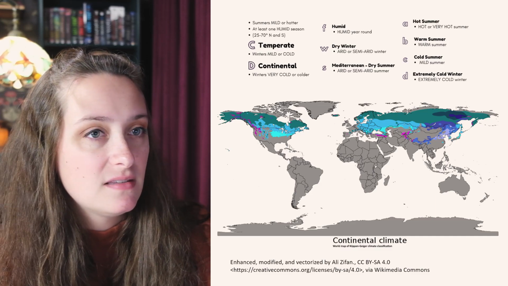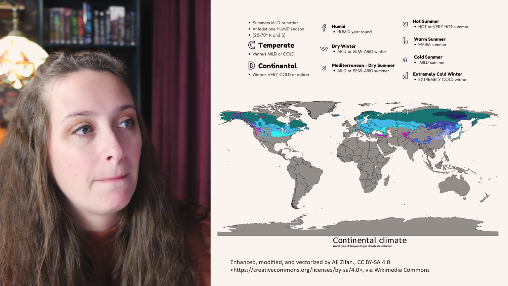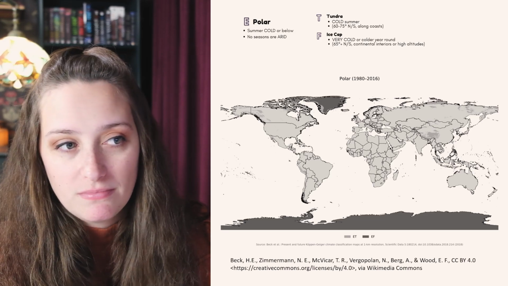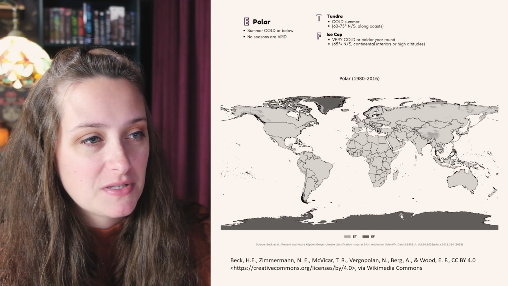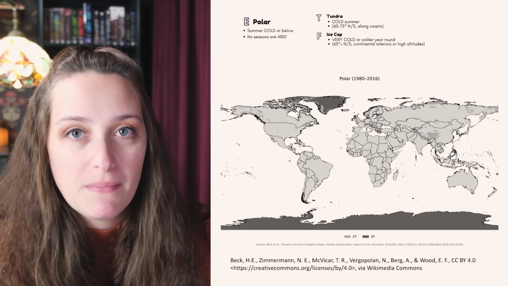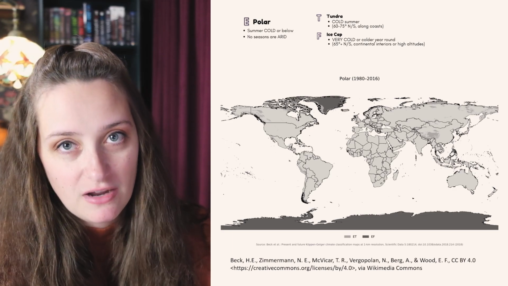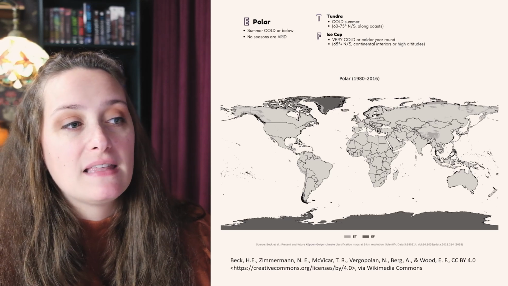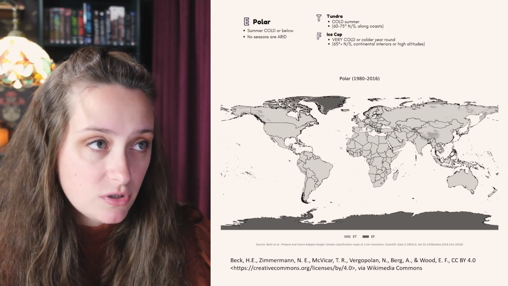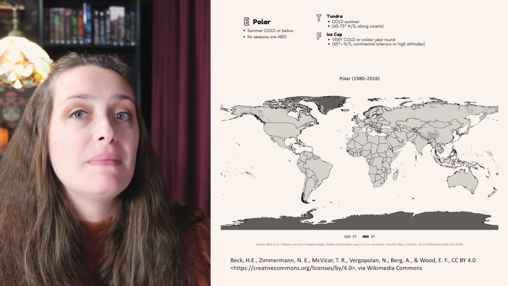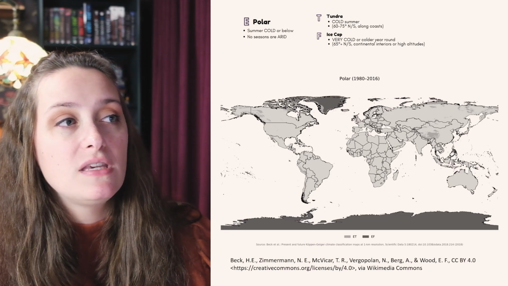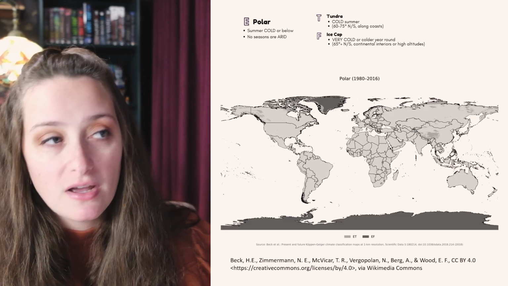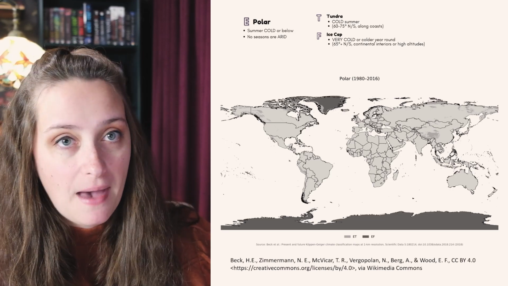But yeah, so this is temperate and continental climates. The next type is polar, which, I think it's pretty obvious where these areas are, right? You're looking at incredibly poleward areas, very high elevation areas. So the general requirement for this classification is that summers have to be cold or colder, and none of the seasons can be arid. So this is further broken into two categories, ET, tundra, and EF, ice cap.